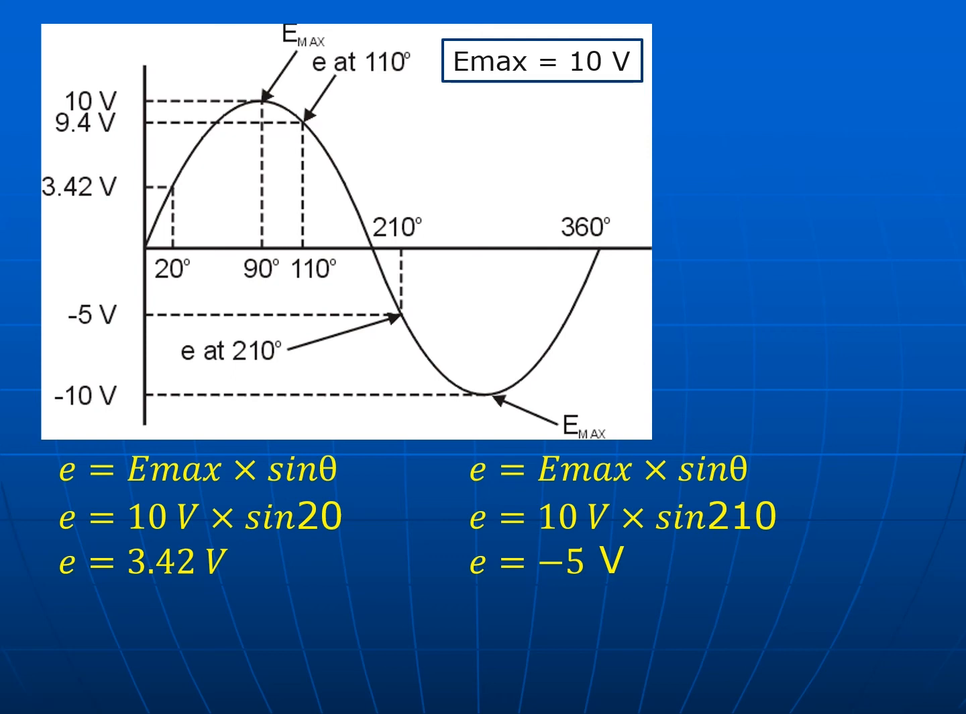Every spot on that cycle can be calculated. Even the peak cycle, which would be E max times sine of 90 degrees, which would be 10 times 1, means that the instant value at peak is 10 volts.